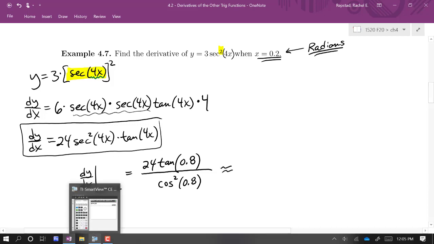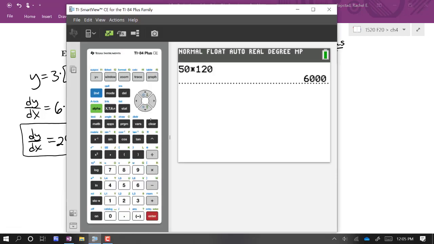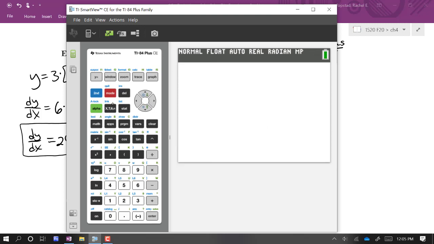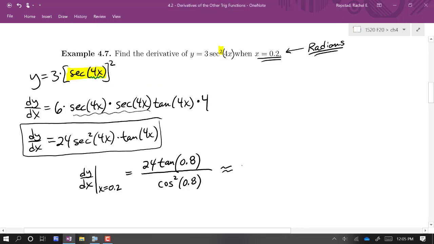Let's plug this into the calculator. My calculator is in degree mode right now, so I'm going to change that to radians. 24 tangent 0.8 divided by cosine 0.8 squared. I'm squaring the whole cosine function, and that's 50.91. So increasing quite steeply.